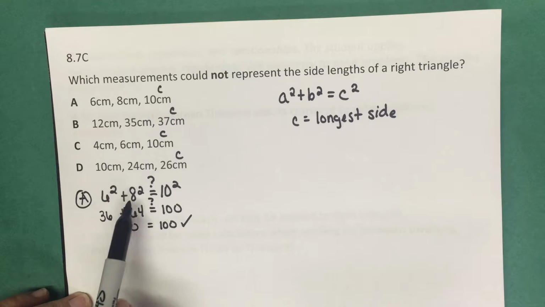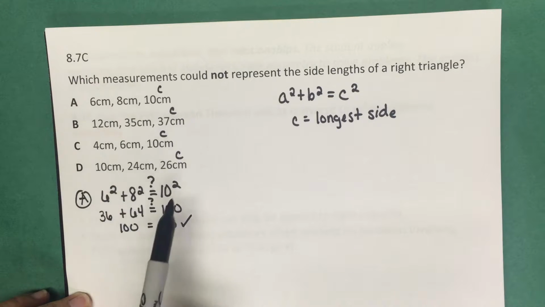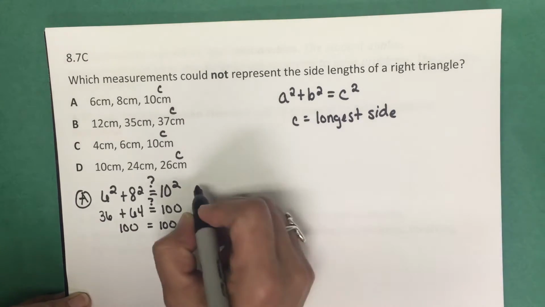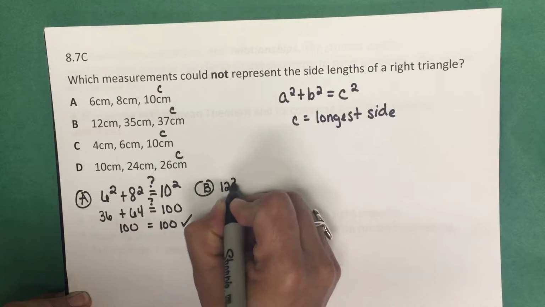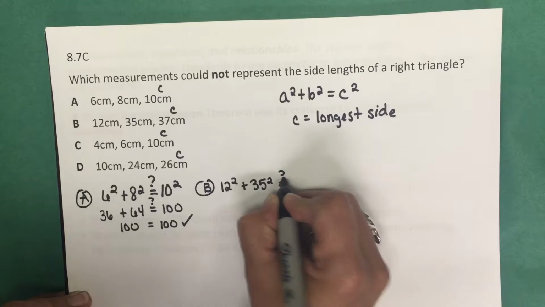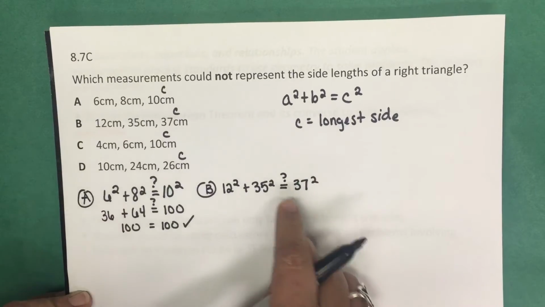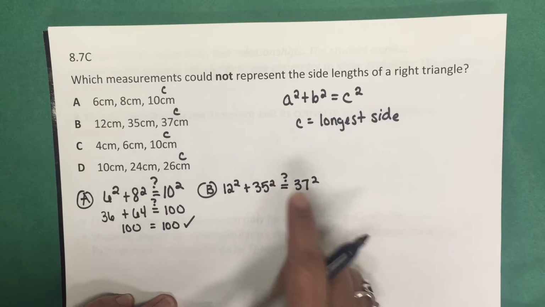This means that the legs of the triangle, if we square and add them, are going to equal the square of the hypotenuse. So this means these lengths do represent a right triangle. Let's look at answer choice B and do the same thing. Does 12 squared plus 35 squared equal 37 squared? I'm putting the question mark above our equals because we're not sure. We have to check it and verify.